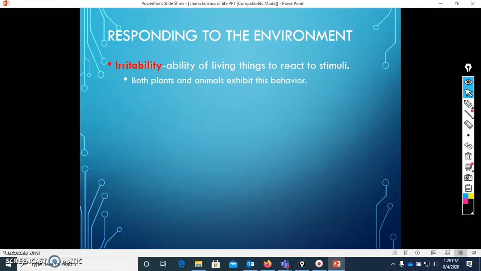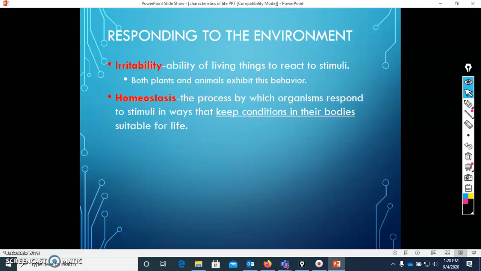Irritability is just the ability of living things to react, and both plants and animals exhibit this. A lot of times plants are forgotten in this sense because they don't really do a lot if you stare at them, but plants do react to the environment. Plants will grow towards sunlight. Beneath the surface, their roots will grow towards water. They can sense where water is. So plants do respond to their environment, even though if we're just watching them as we sit outside, they may not be physically moving like we are.